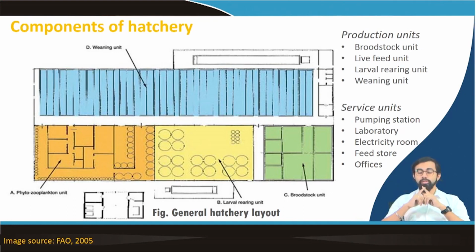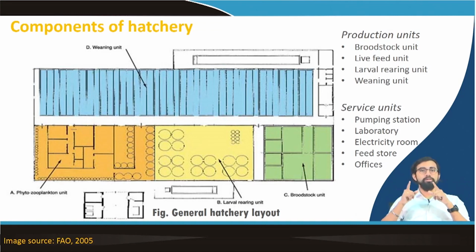In the larval rearing unit, once it reaches the fry stage, it will be transported to the weaning unit. So it's like a huge one where they can easily sustain. They will grow up to the fingerling stage, and then they will be transported to the grower ponds. You got my point? So that's how it works.